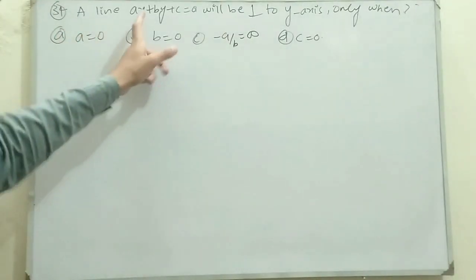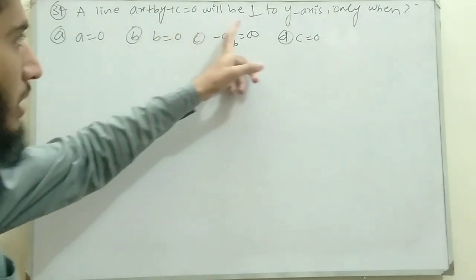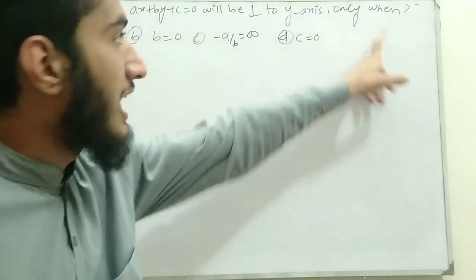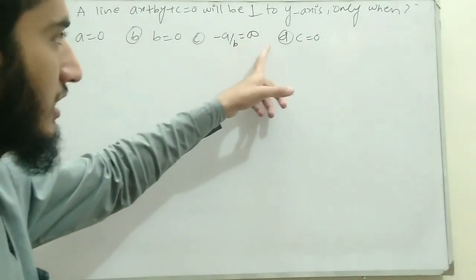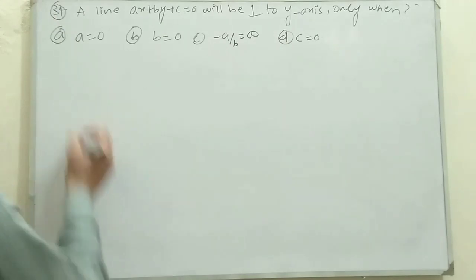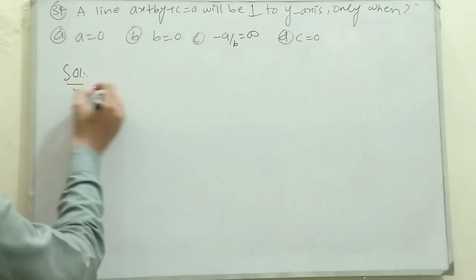It tells that a line ax plus by plus c is equal to 0 will be perpendicular to the y-axis only when a is equal to 0, b is equal to 0, negative a by b is equal to infinity, or c is equal to 0. So move toward the solution of this MCQ number 34.